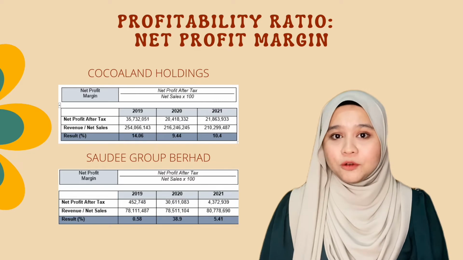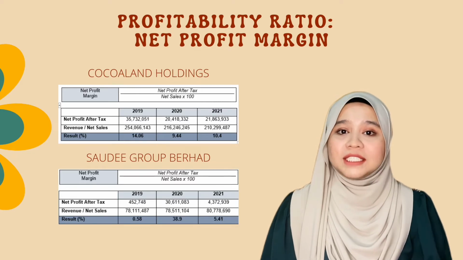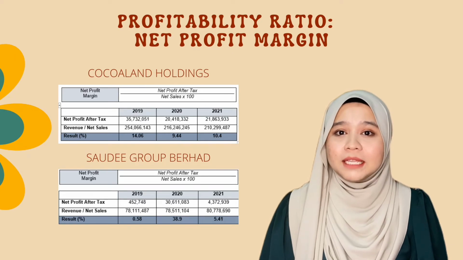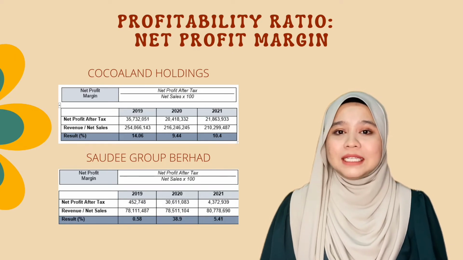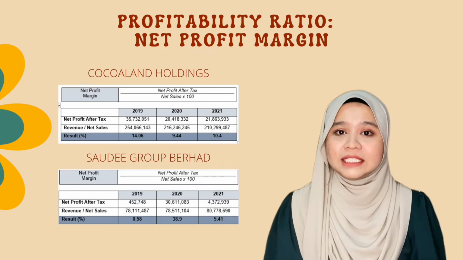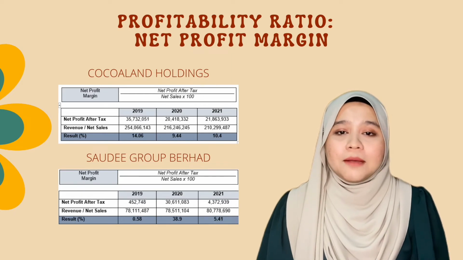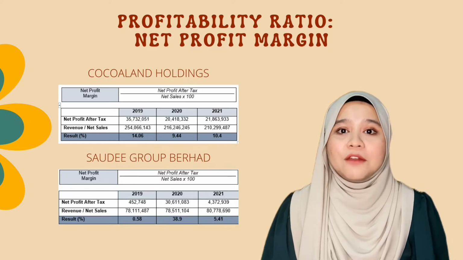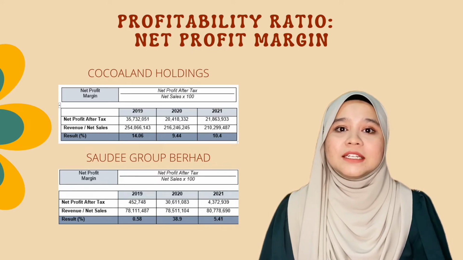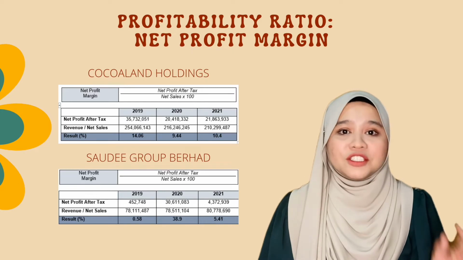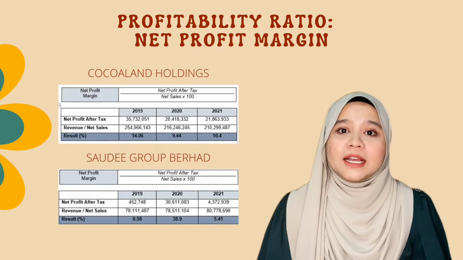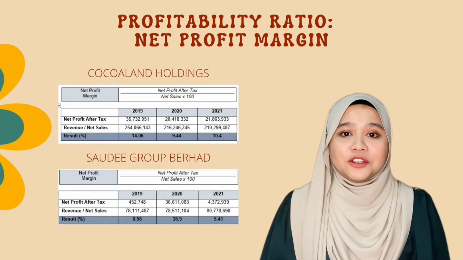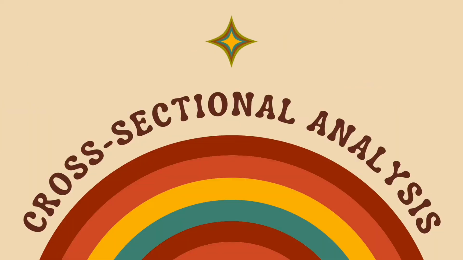Besides, for Saudi Group, the company's net profit margin in 2019 is extremely low, only 0.58%, where the company must invest a significant amount of its income to keep its overall operation running. In 2020, the company achieved its greatest net profit margin of 38.9%, while the year 2021 indicates a 5.41% reduction from 2020. It shows that the company is overspending on overhead costs that do not directly contribute to product quality.